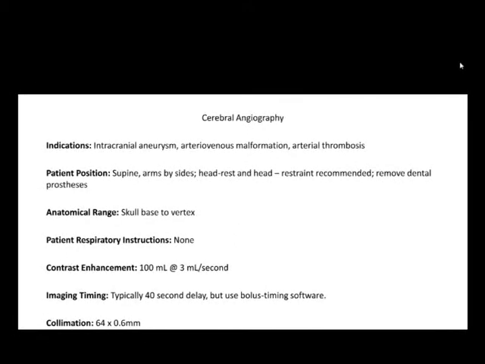And one of the things that's kind of really catching on is cerebral angiography. And so this is typically used for an intracranial aneurysm, arteriovenous malformation, or an AVM, or an arterial thrombosis. And so all of these things can be utilized with this.